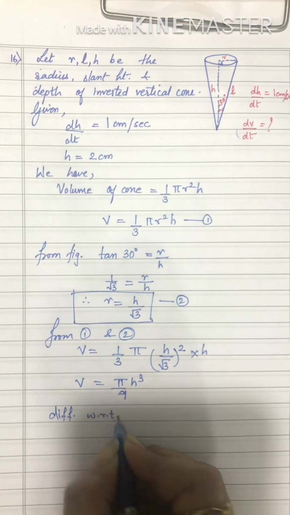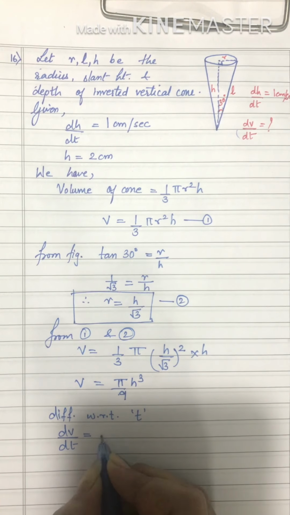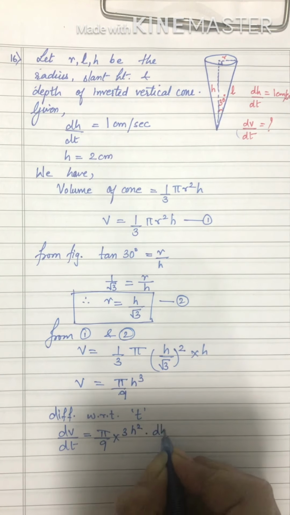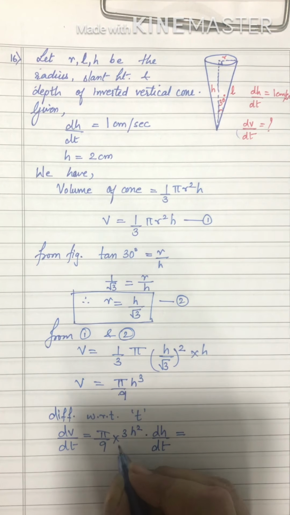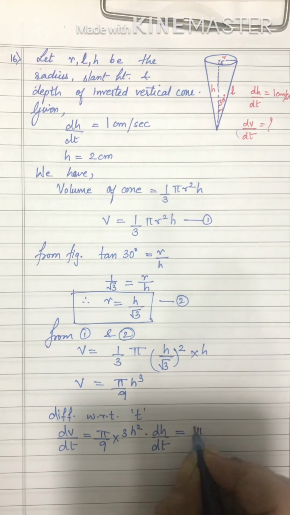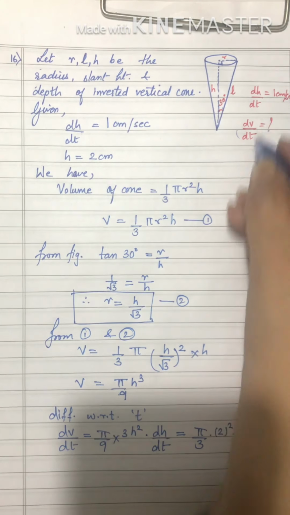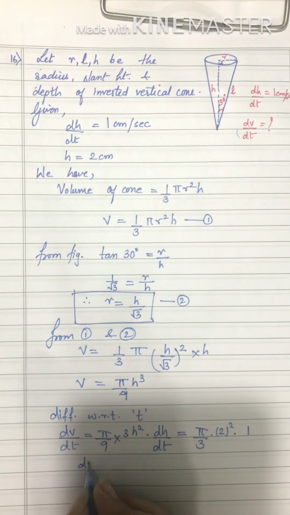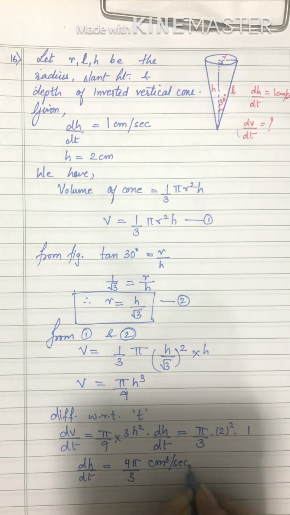So next, differentiate with respect to t. What we are getting, dV upon dt is equal to pi by 9 into 3h square into dh upon dt. So next we get 3 3s are 9, this gets cancelled, and h value is 2, so we get pi upon 3 into 2 square into dh upon dt, which is already taken as 1. So on solving we get dV upon dt is equal to 4 pi upon 3 centimeter cube per second.